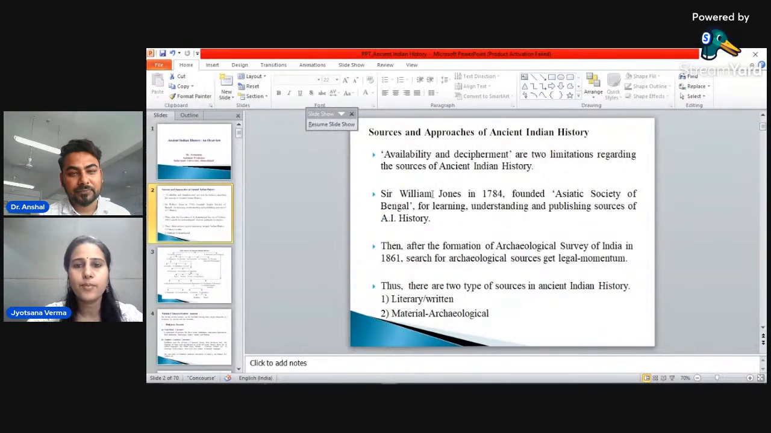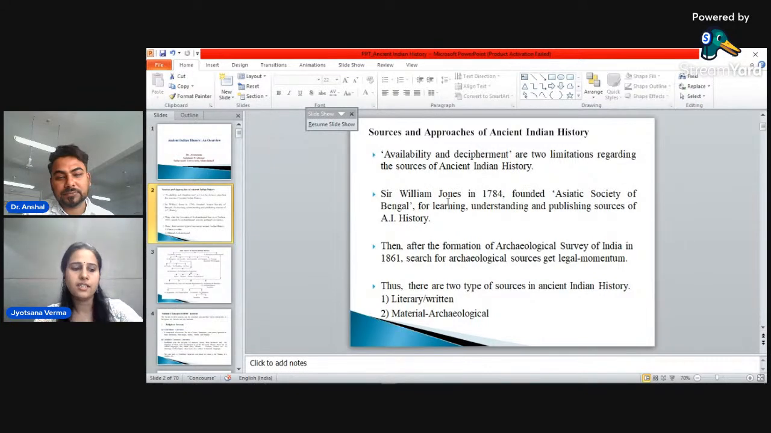So first are the sources and approaches of ancient Indian history. When we talk about ancient Indian history, there are some limitations regarding the availability and decipherment of sources, because we have a lack of sources. In the colonial period, the Britishers took an interest in ancient literature, Indian texts, culture and civilization. For this, Sir William Jones in 1784 founded the Asiatic Society of Bengal for learning, understanding and publishing sources of ancient Indian history, because the Britishers wanted to understand the complexity of ancient society.